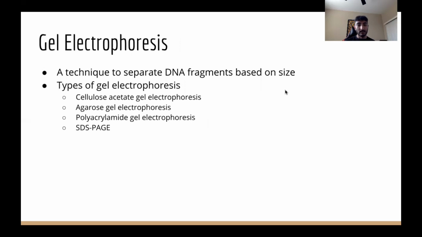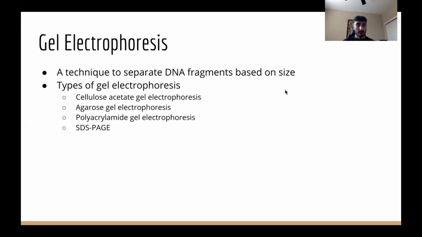Next, we have gel electrophoresis. This is a technique to separate DNA fragments based on size. And there are many types of gel electrophoresis, specifically 4 categories. First, we'll talk about cellulose acetate gel electrophoresis. This is a type of zone electrophoresis that separates molecules in liquid form, such as proteins, on a membrane or a strip made of cellulose acetate.